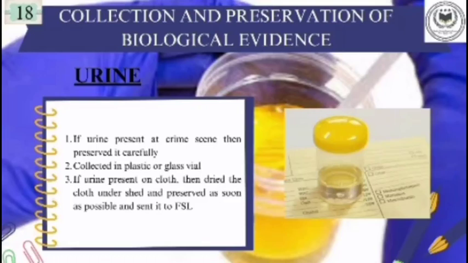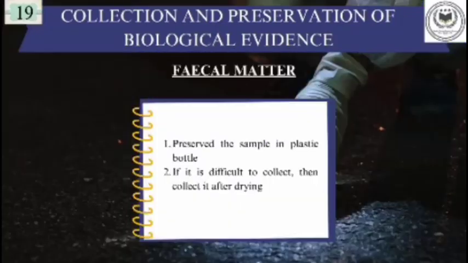If urine is present on a cloth, dry the cloth under a shed, which means not drying the cloth outside; there is no need for too much sunlight for the drying. Keep that sample to dry under a shed, preserve it as soon as possible and send it to the forensic science laboratory. Fecal matter. Fecal matter is most commonly found in sexual assault cases. So, if fecal matter is present, preserve the sample in a plastic bottle. If it is difficult to collect the sample, keep it for drying, then collect it.